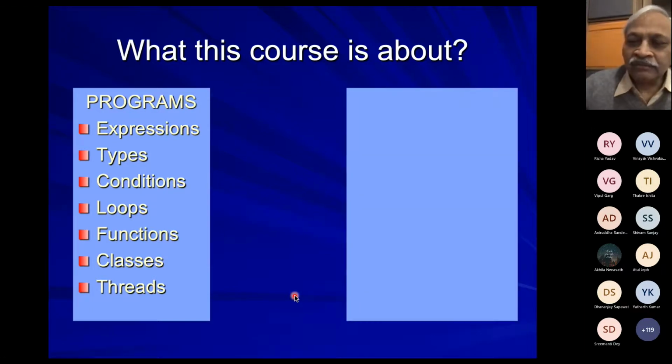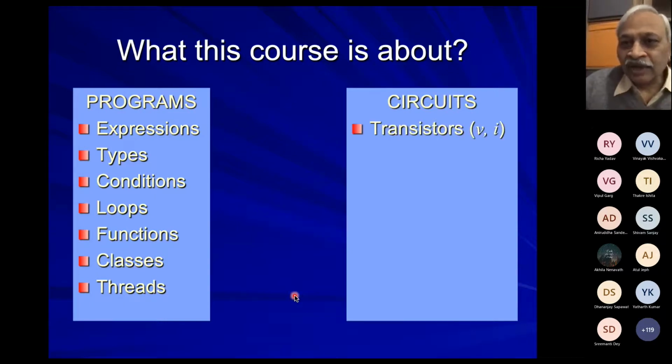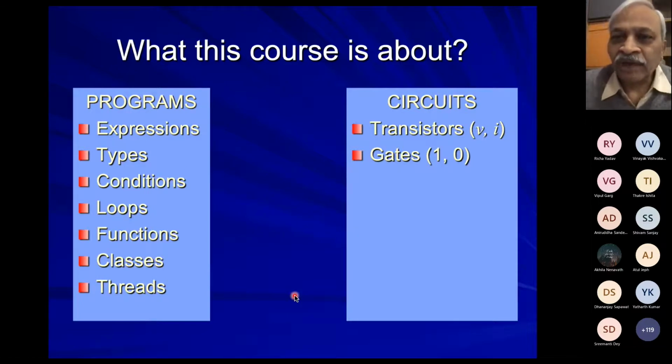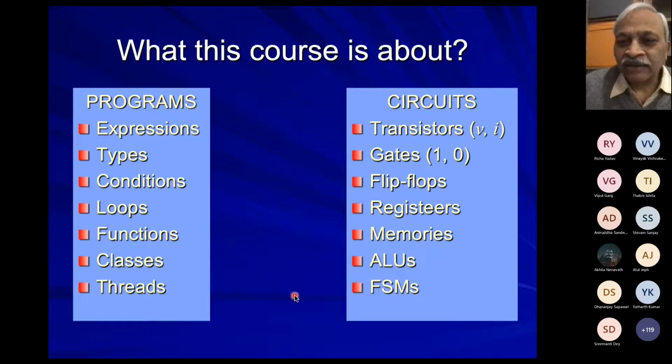On the other hand, the hardware, which is essentially circuits, basically consists of transistors. Largely, the bulk of the electronics is in the form of transistors, which relate voltages to currents. And as abstraction, we talk of gates, which deal with logical values of ones and zeros. And then further components are defined in terms of gates, like flip-flops, registers, memory, ALUs, finite state machines, and so on.